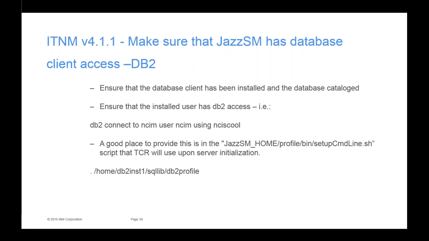A good place that you can source your DB2 profile is in the setupCmdLine.sh file that is in the Jazz Home profile bin folder. You can also put that in your user's bash profile or profile file. Just understand that when Jazz comes up and starts, it needs to have access to this, so it'll need this in its profile. However you want to do it, the best way for your environment is how you should do this.